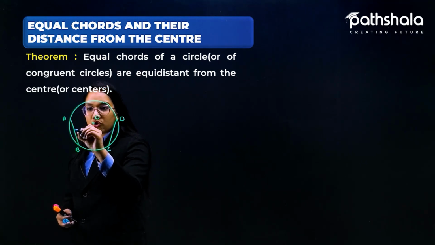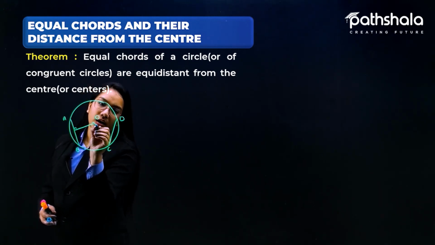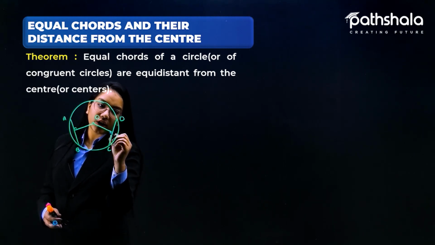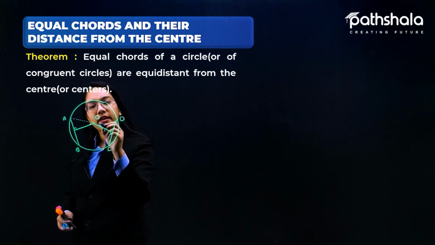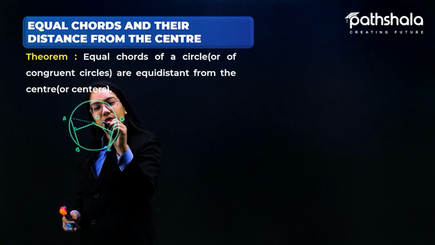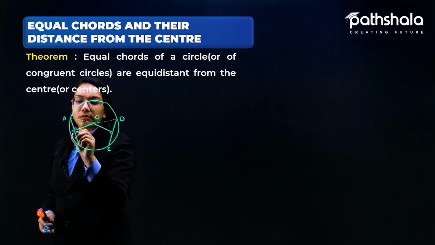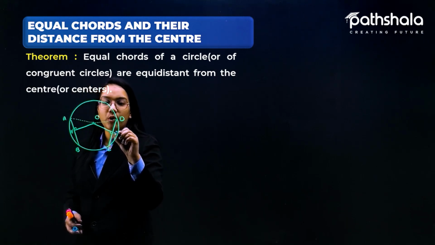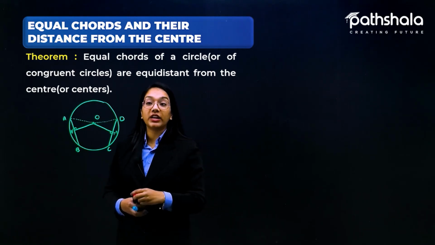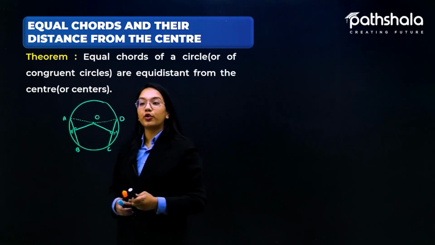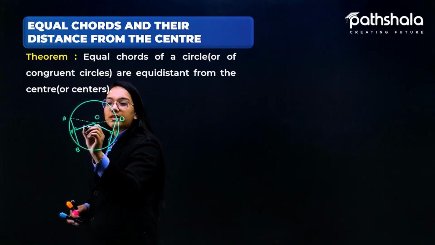Furthermore, I'm drawing a perpendicular from the center, and again a perpendicular bisector. Let us join OA, and also OD. I'm calling this point N and this point M. So what do we want to prove over here? We want to prove that these chords are equidistant from the center. So we want to prove that ON is equal to OM.